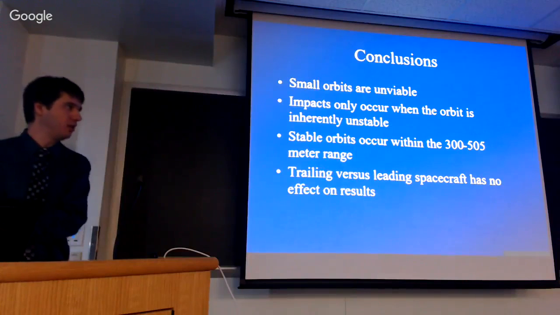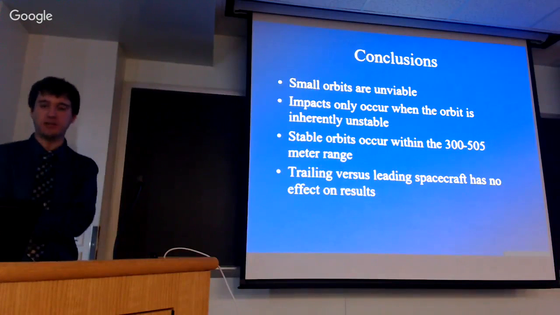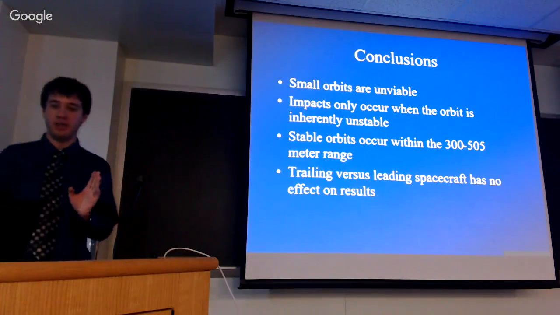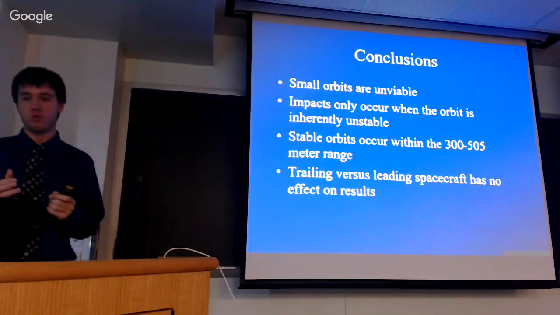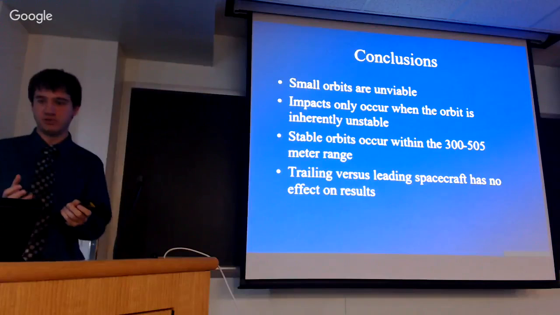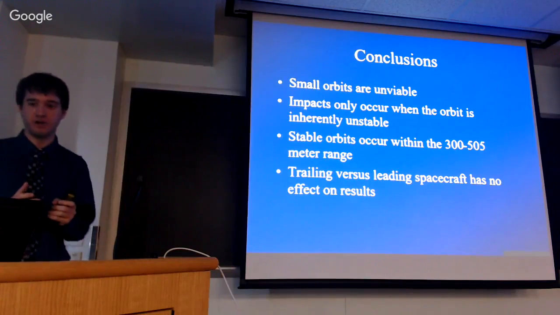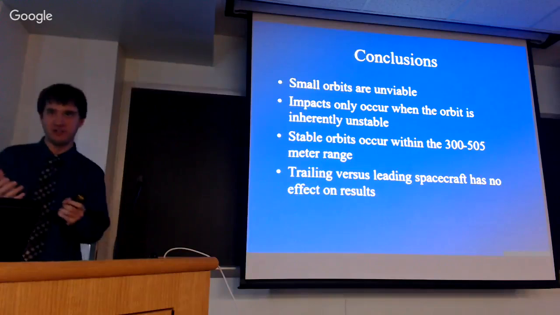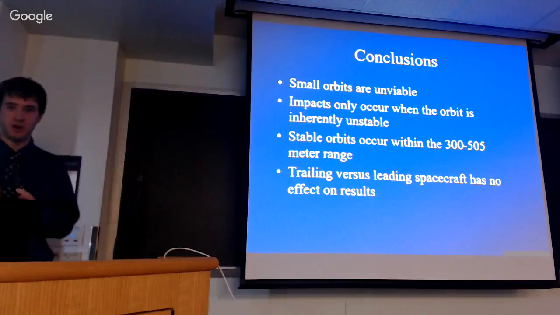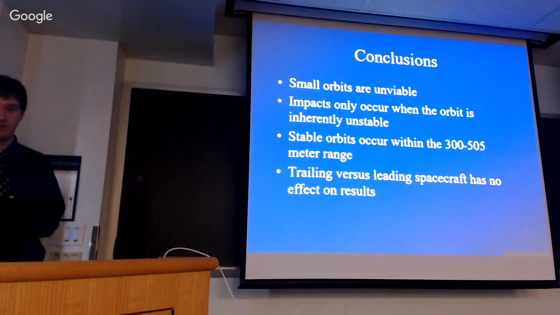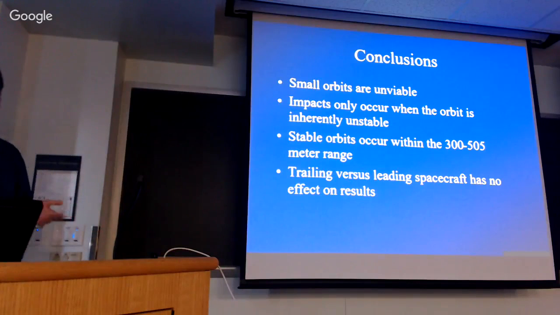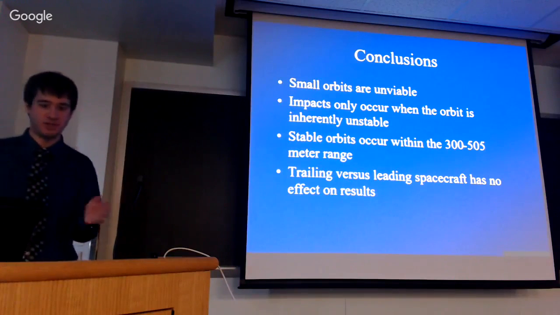Some conclusions that we can extrapolate. Like I said before, small orbits are completely unviable, and impacts only occur when the orbit is inherently unstable. So if you have a stable orbit, there are no chances of impacts occurring. So basically, an impact will only occur if you want an impact to occur. Stable orbits are within the 300 to 500 meter range. And looking at trailing versus leading spacecraft, it has no effect on the dynamics of the situation.